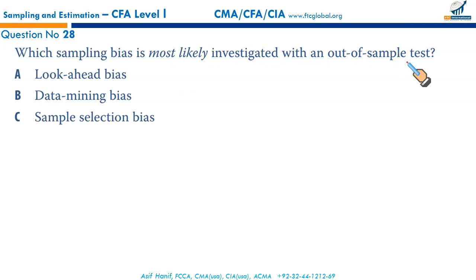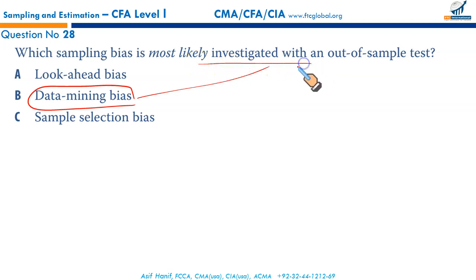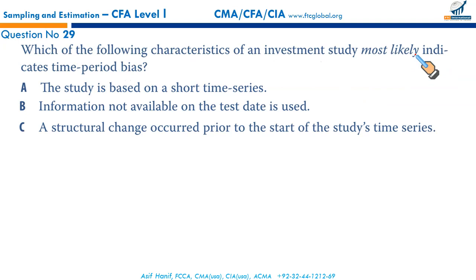Next, which sampling bias is most likely investigated with an out-of-sample test? Out-of-sample test, we just discussed it a little while ago. Data mining bias can be tested this way. If you apply the model on an out-of-sample test, it will reveal that there is data mining bias. We just discussed this a little while ago, so that's a straightforward question, giving you B as the correct option.